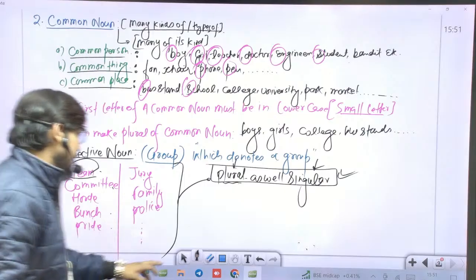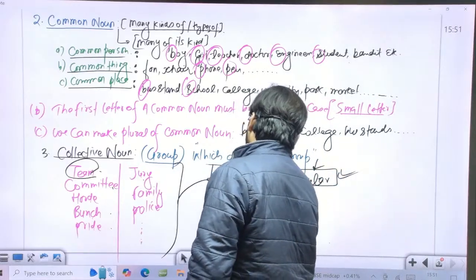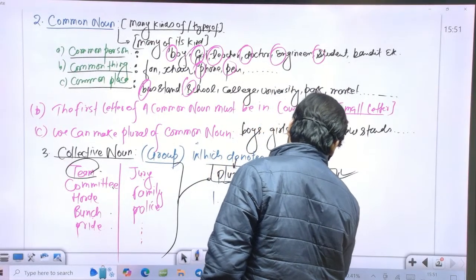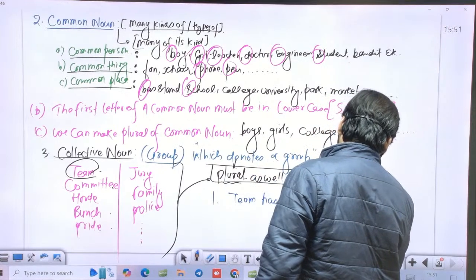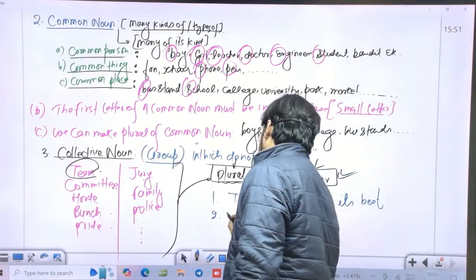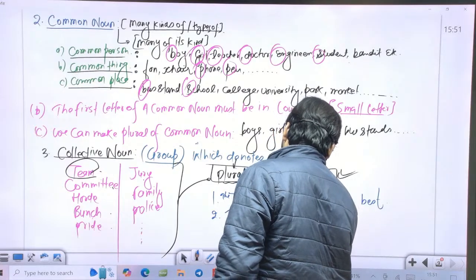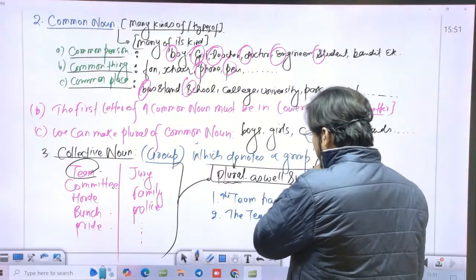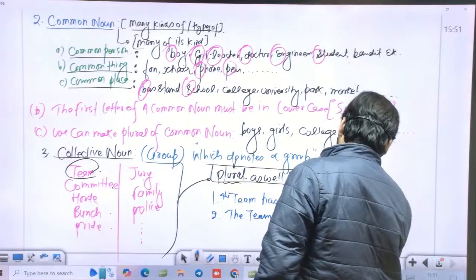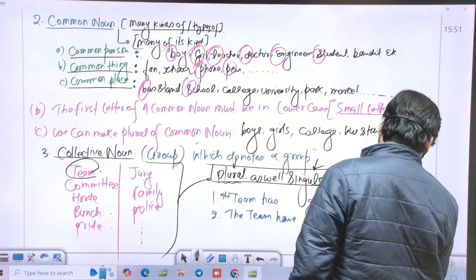Now, how? I will let you know by giving some examples. Question number 1: the team has given its best. For this question number 1, we can also say the team have taken their decisions.